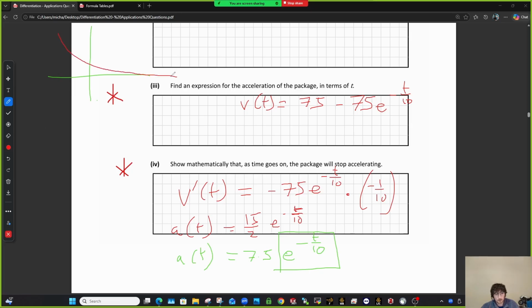So it looks like that. The idea here is that it will be an asymptote with the x-axis. And so what happens is, as t goes off to infinity, then a of infinity will take on a value of 0. This is what exponential decay does.